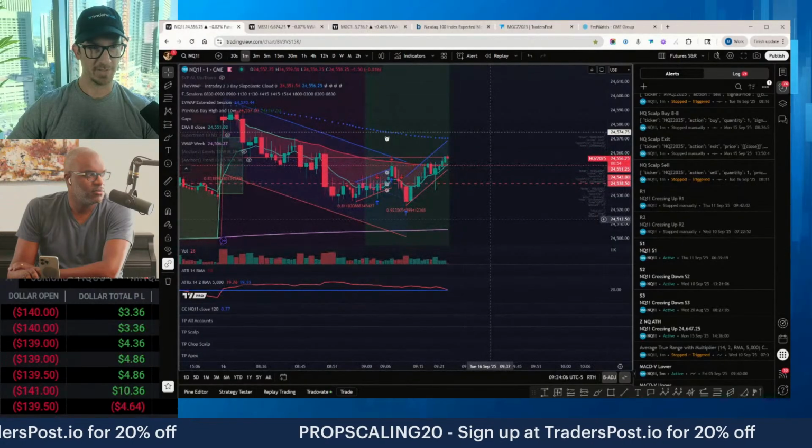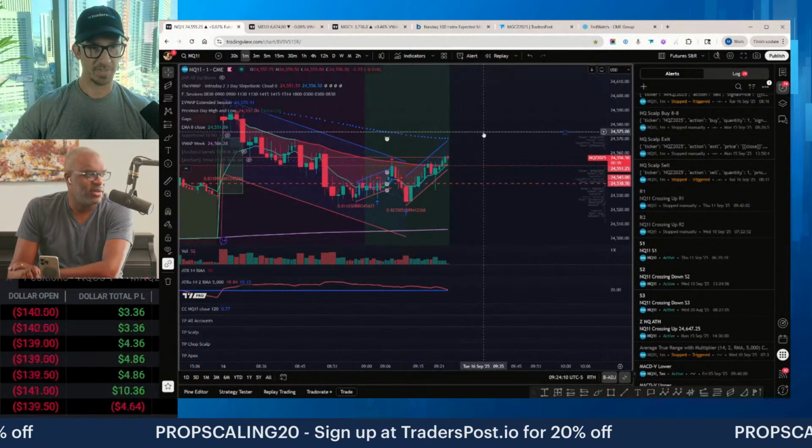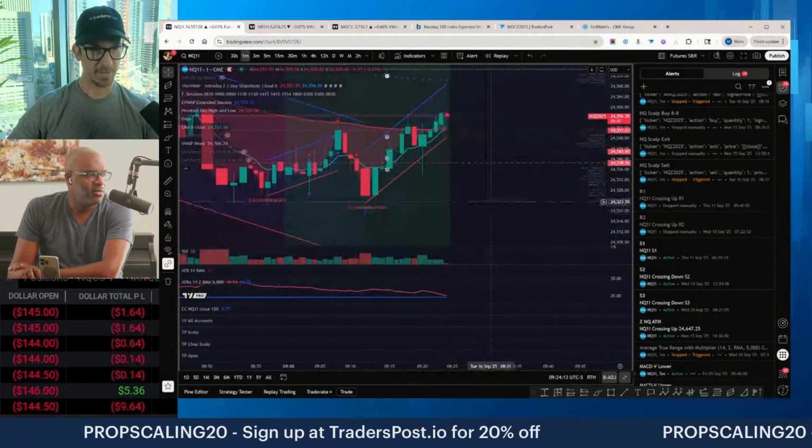And that bullish trend is looking stronger and stronger. That was technically a full candle close above VWAP. But this candle here is, I think, the one that's the deciding factor.